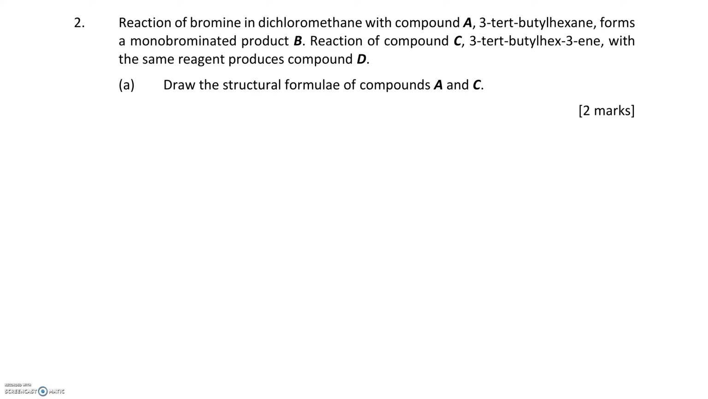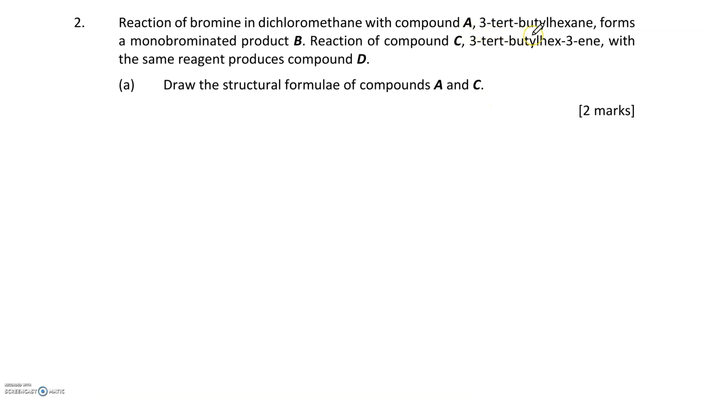Now let's look at question 2. The question reads: reaction of bromine in dichloromethane with compound A, 3-tert-butylhexane, forms a monobrominated product B. Reaction of compound C, 3-tert-butylhexene, with the same reagent produces compound D. Question 2a: draw the structural formulae of compounds A and C.